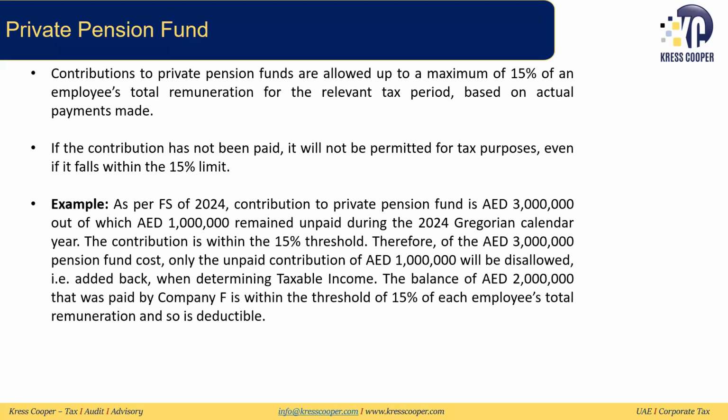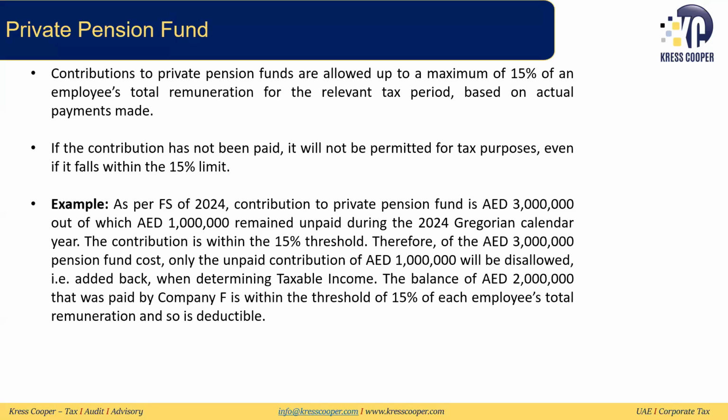So three things are important. First of all, the employees need to be the ones who are in the private pension plans, their total remuneration. Second, the maximum contribution is 15% of the total remuneration. Then the third thing is that actual payment needs to be made. So all these conditions need to be met for the contribution to be an allowable expense. So if the contribution has not been paid, it will not be permitted for the taxable person, even if it is within this limit, even if, let's say, the employees are part of the pension payment plan.